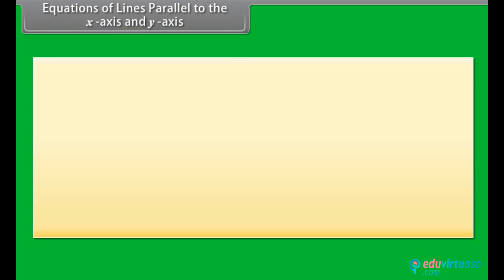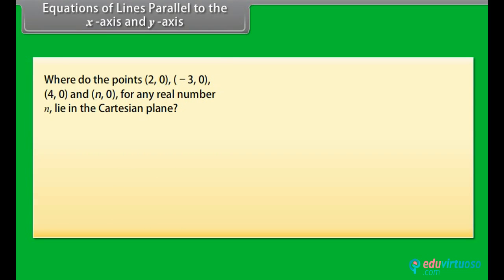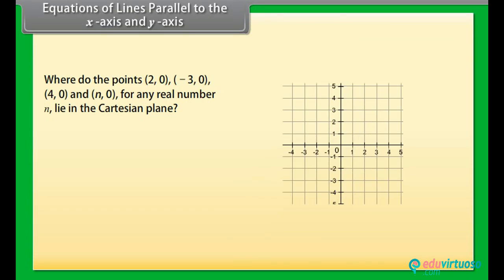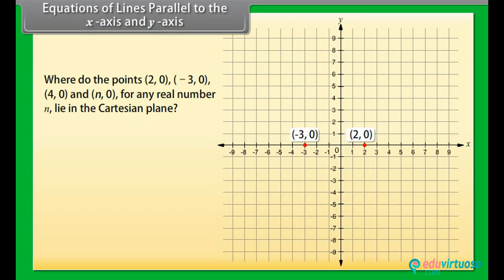Equations of lines parallel to the x-axis and y-axis. Answer one question now. Where do the points (2, 0), (minus 3, 0), (4, 0), and (n, 0) for any real number n lie in the Cartesian plane? Yes, they all lie on the x-axis, but do you know why?